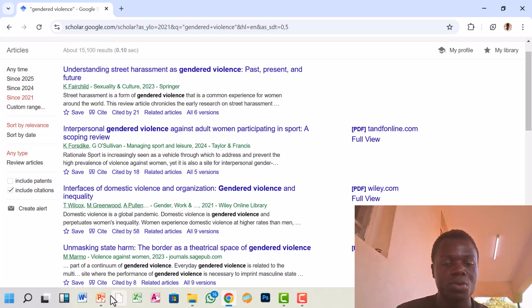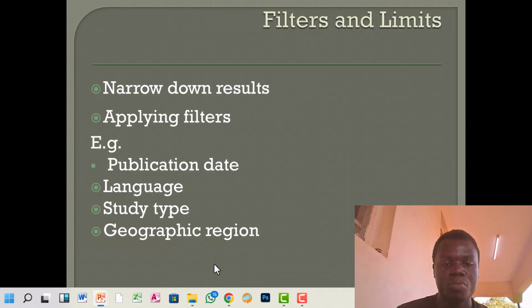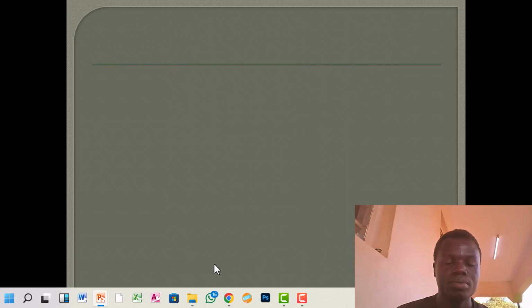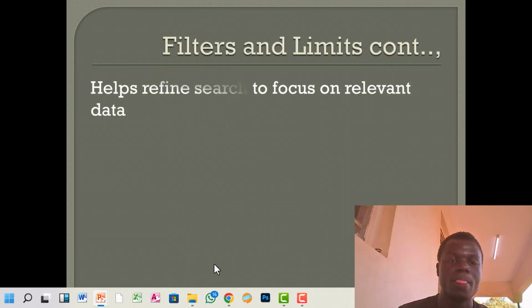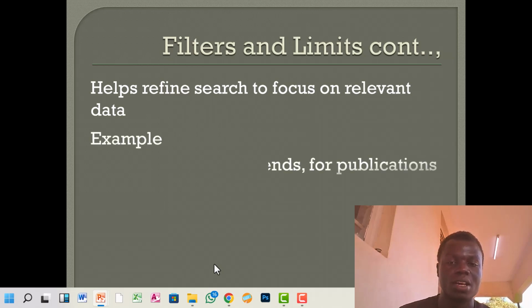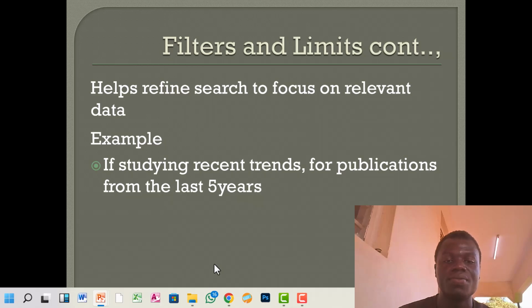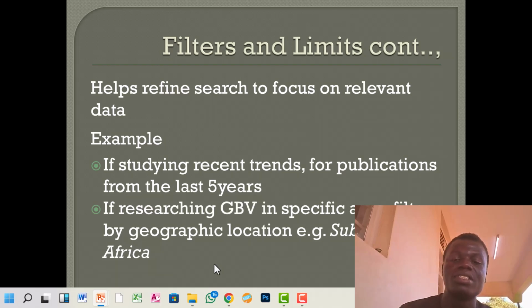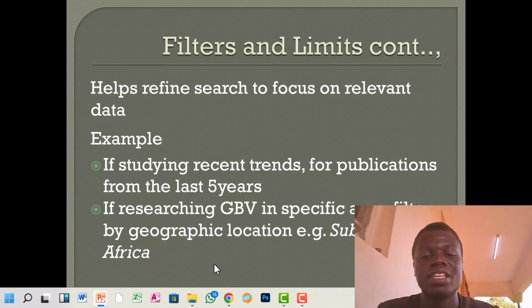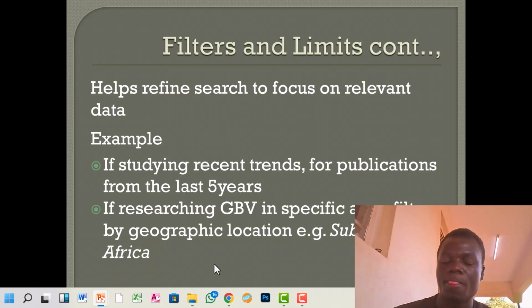Let me go back to my slide. Filters help to refine search to focus on relevant data. For example, if studying recent trends for publications from the last 5 years, like if researching GBV in specific areas, filter the geographical location as well.